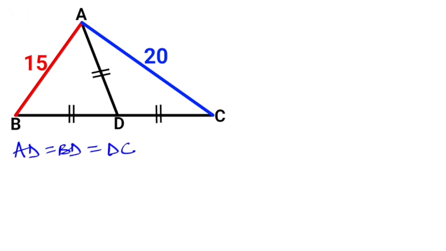Since BD equals DC, point D is the midpoint of side BC. That means segment AD is a median. Specifically, a line drawn from a vertex to the midpoint of the opposite side. Notice that the median's length is exactly half of the total base BC. This triggers a very special geometric property.